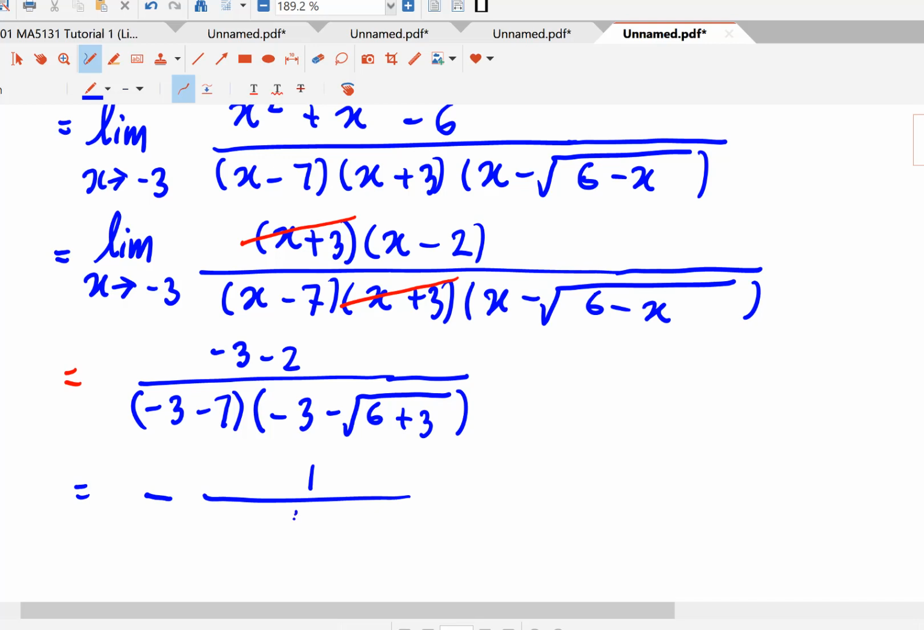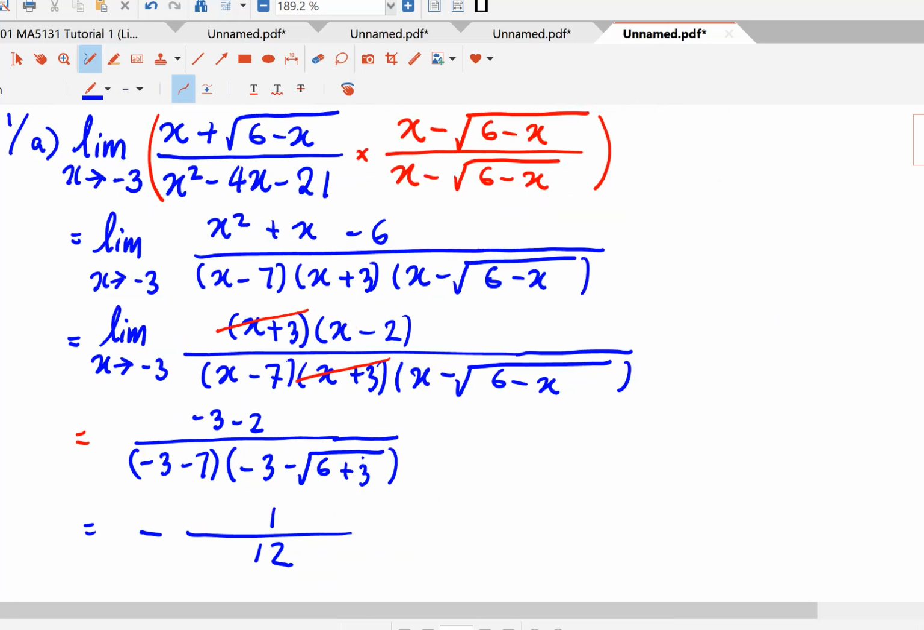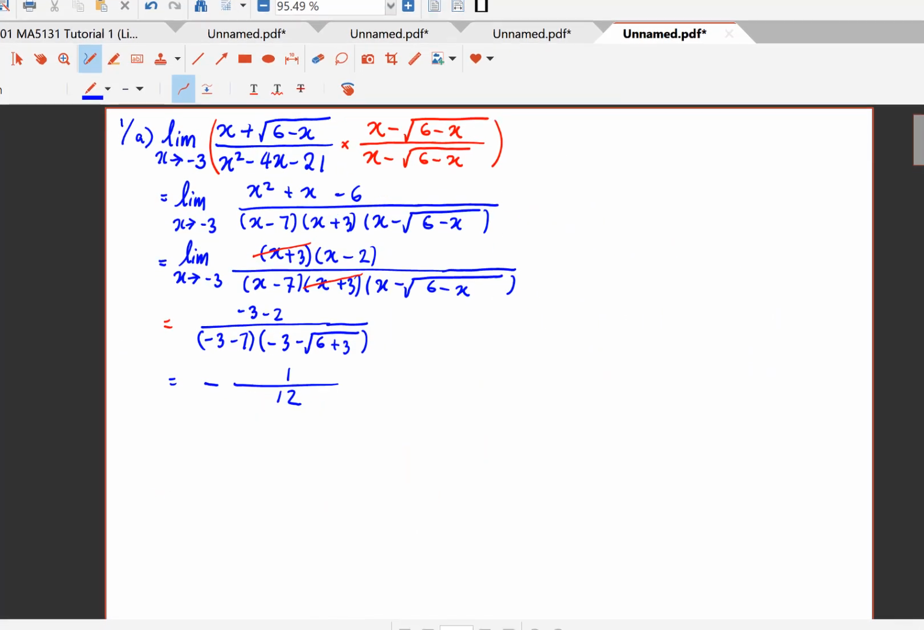I think it's 12. Is it negative 1 or 12? If you get this fully correct, you get 2 marks, so award 2 marks to your friend. If your friend gets the method but didn't get the final answer, it's only 1 mark. If totally correct is 2 marks. If the method is correct but the answer is wrong, yeah. That's 1A.